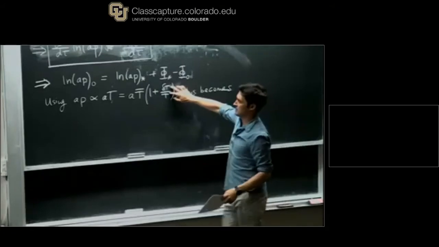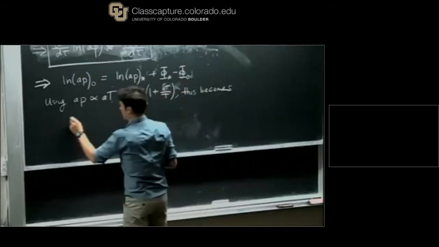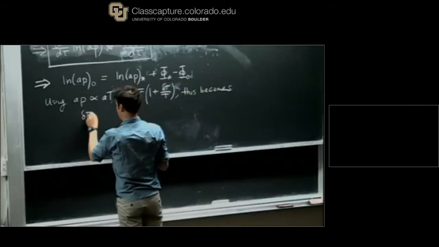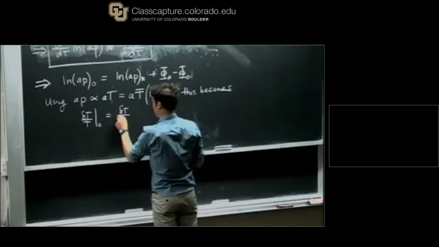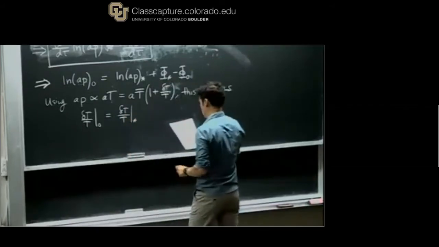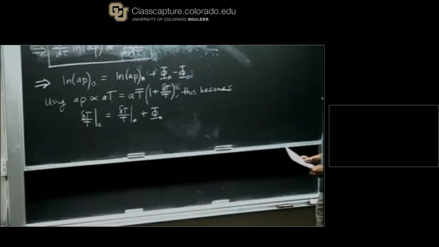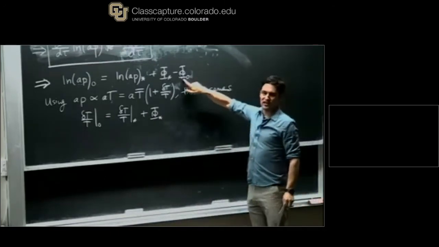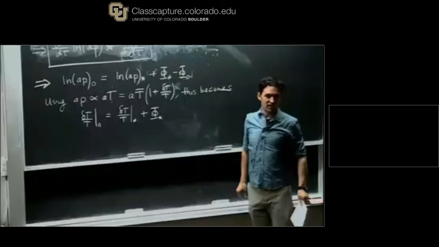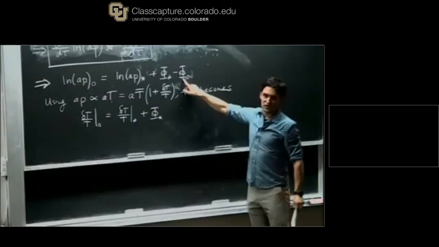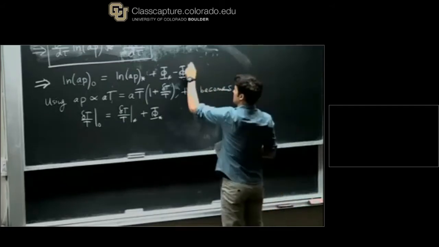So for small delta T over T, we can expand this log. 1 plus some small quantity just becomes linear in that small quantity. Okay, so what we will find is delta T over T observed is equal to delta T over T at recombination plus the gravitational potential at recombination. And here I've dropped the gravitational potential at our location because it's unobservable. Okay, so you can always set that to zero. This is a monopole contribution in the gravitational potential that's not observable. We can only observe the spatially varying part of the gravitational potential, which this one isn't. Okay, so I've actually chosen this to be zero.